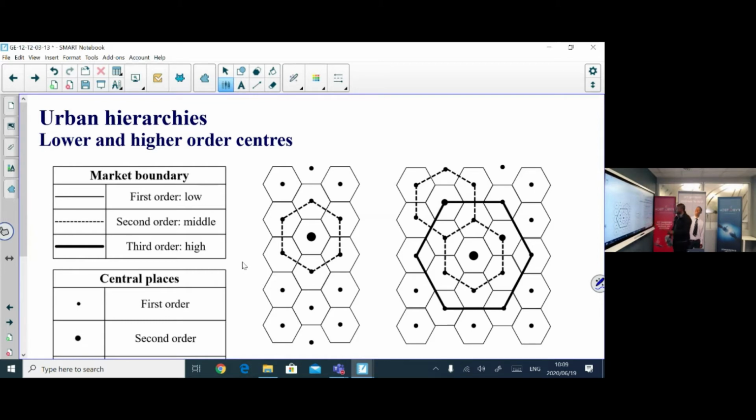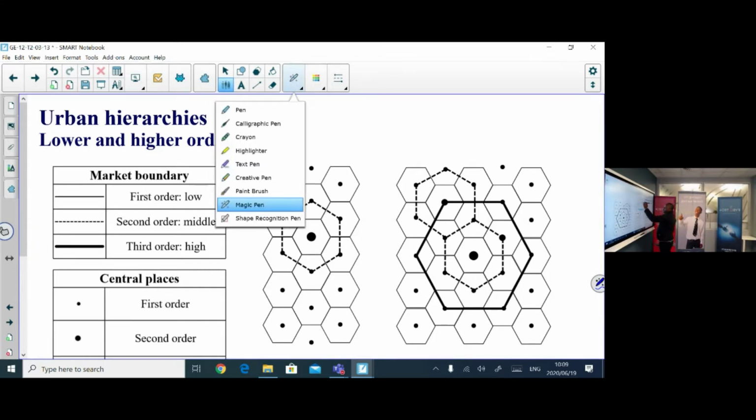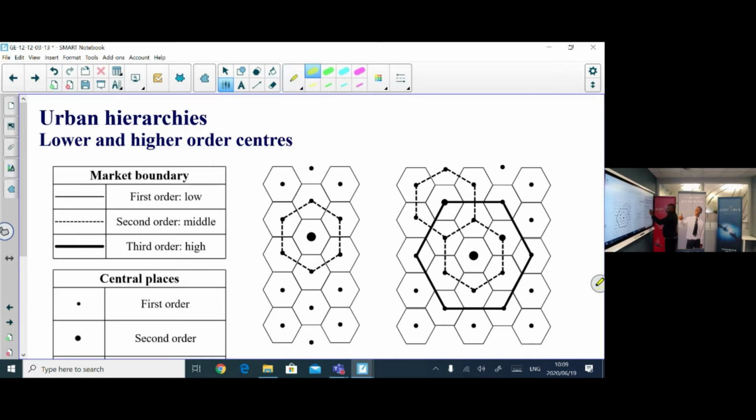Let me see here. Okay, we've got the first order, which is our low order. When you look at the first order, we've got the boundaries that are thin, and the lower the order, the higher the occurrence of the boundaries. So if you look at this, you can see the boundaries here, whereas this second order, you are having them in dotted lines, and they are fewer.